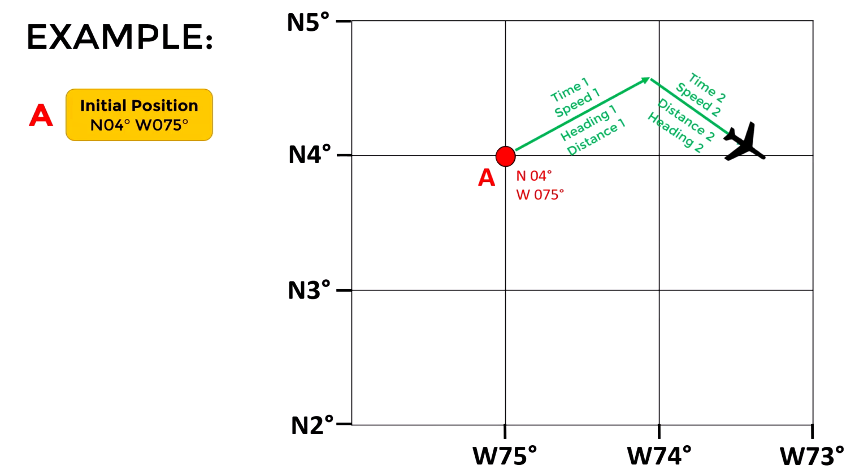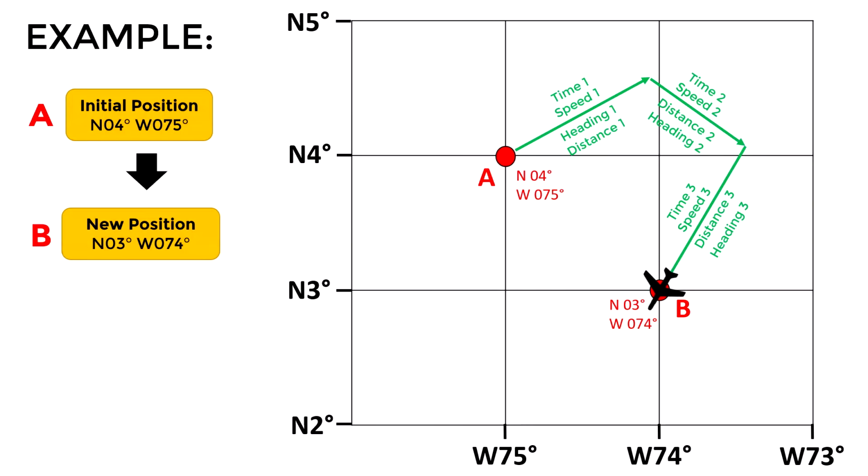Then let's say that at this point the aircraft changes its heading and flies now in this direction. In this case, the inertial unit will also measure the corresponding parameters for this other leg. Now finally, let's say that the aircraft changes its heading once again, and now flies in this direction, until reaching position B. Taking into account the initial position, and the parameters measured by the inertial unit, the system can calculate the new estimated position of the aircraft, which in this case would be 3 degrees north and 74 degrees west. In this order of ideas, we could say that inertial navigation is a kind of dead reckoning navigation that uses sensors and a processor to perform the calculations.